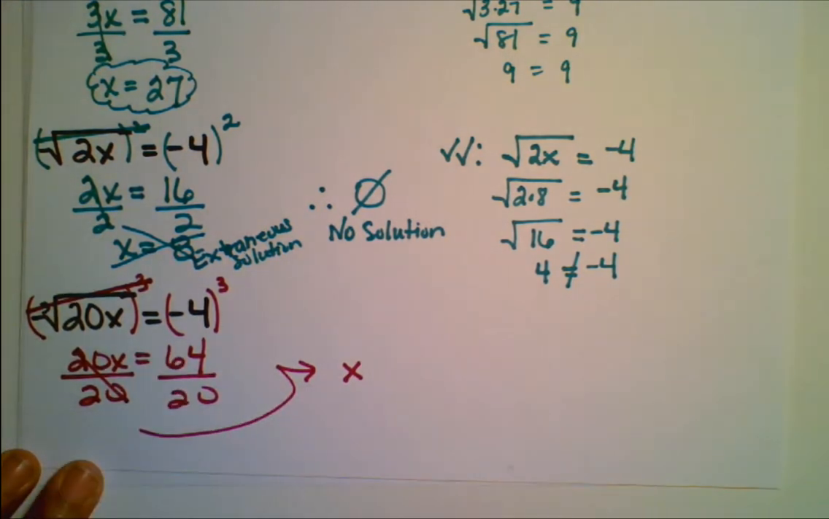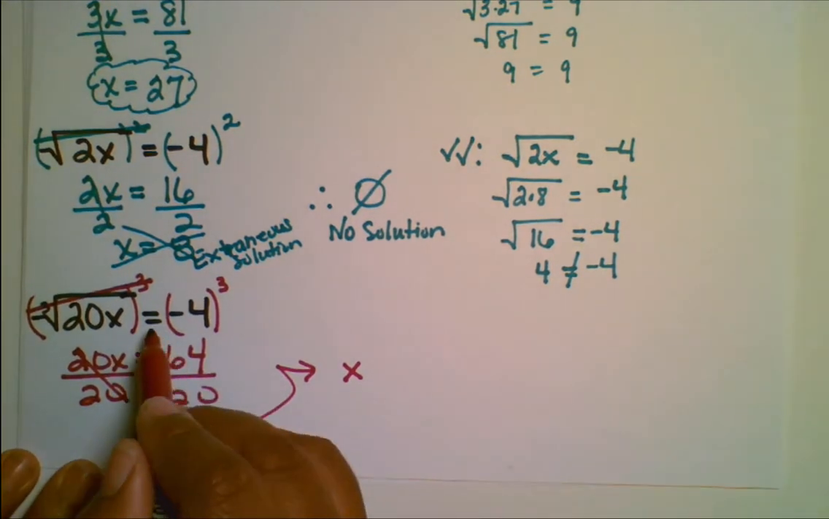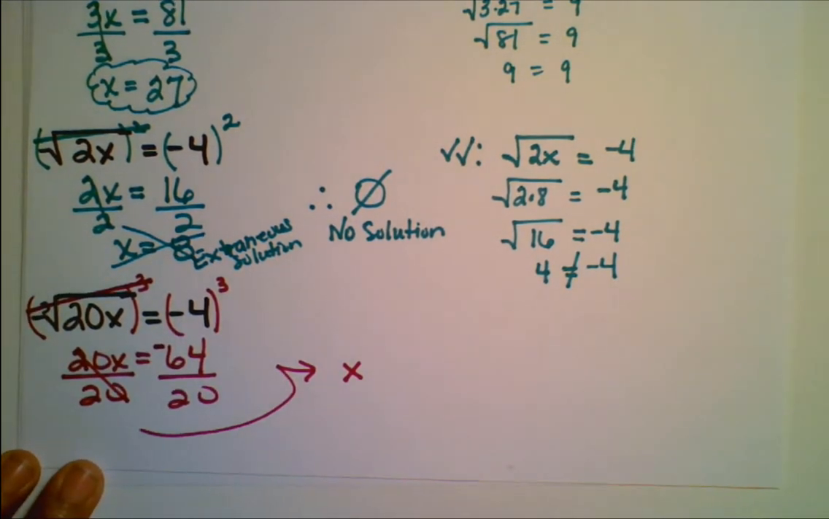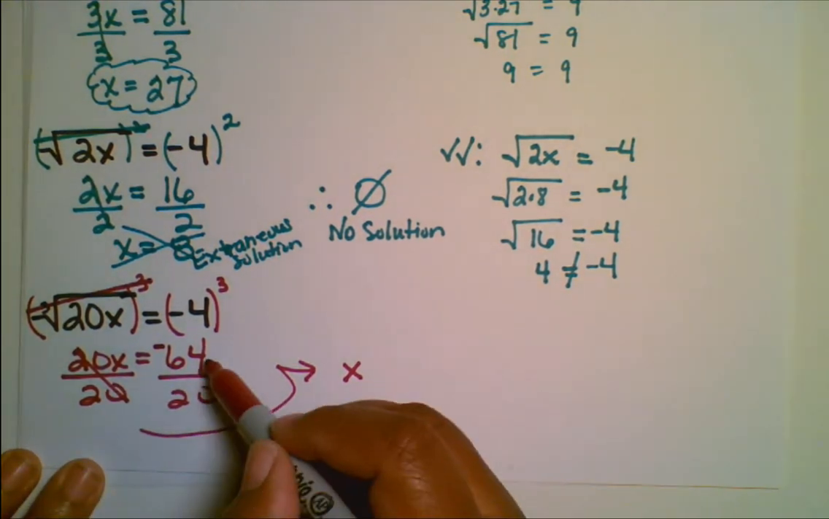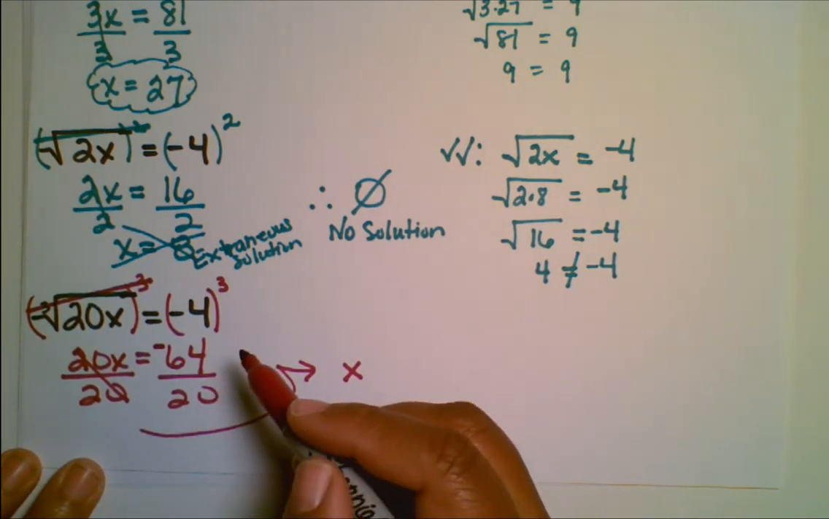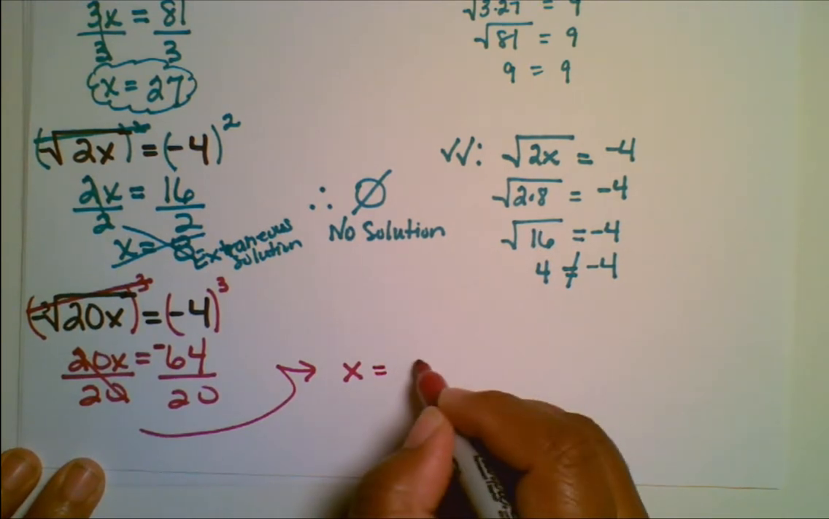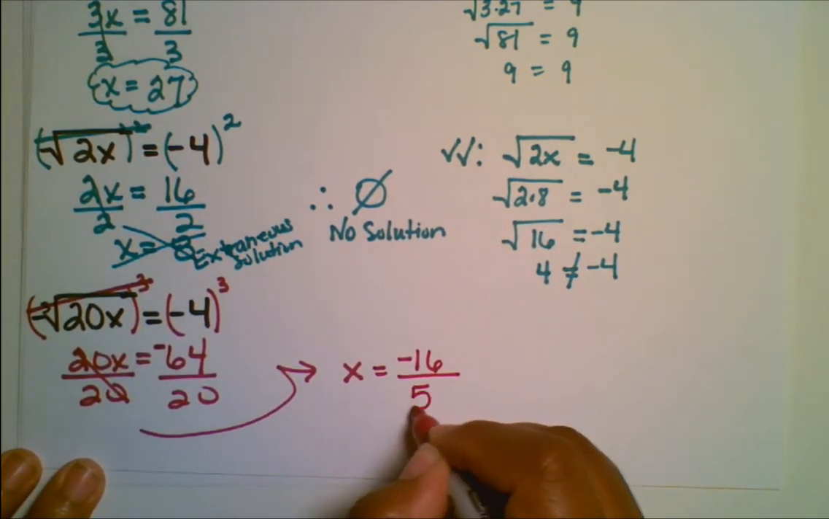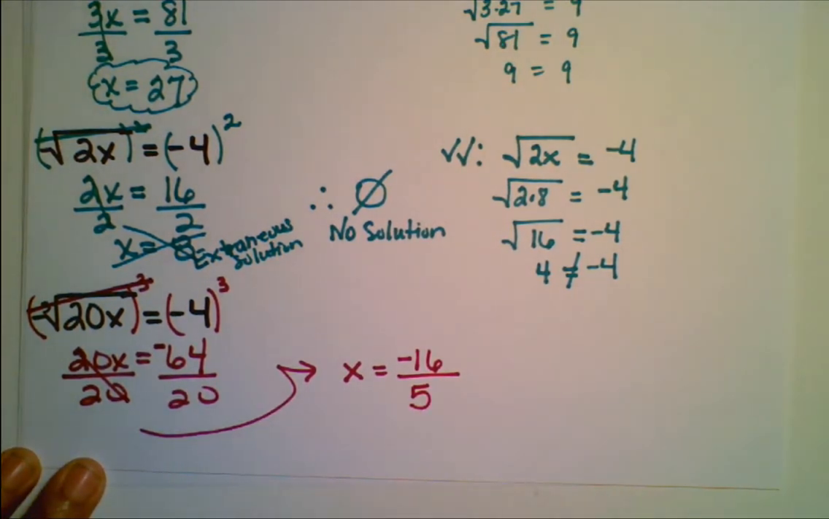And let's make a correction here. The quantity of -4 cubed is going to be -64. So let me make that negative. Make that correction. What can we divide out of -64 and 20? We can divide a 4 out. So this is going to reduce to -16 over 5.